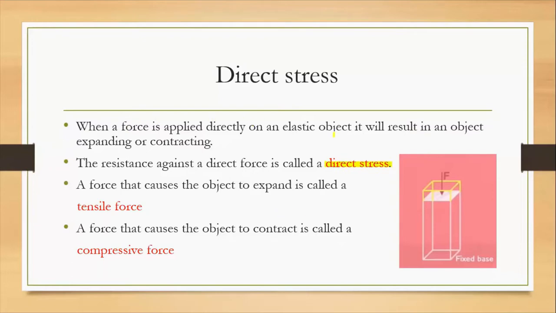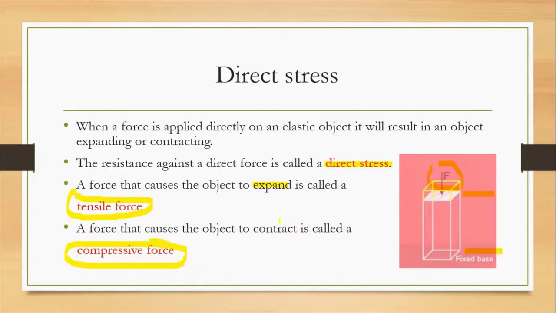So when a force is applied on an object, it results in the object expanding or contracting. You can see on the picture here, here is our force. Originally, it was the whole thing, but the force was applied, which means this object has constricted up to this length. So this is the force that caused the constriction. But if this force were to move up, it will cause expansion, so it will be longer. A force that causes an object to expand is called a tensile force, while a force that causes an object to contract is called a compressive force.